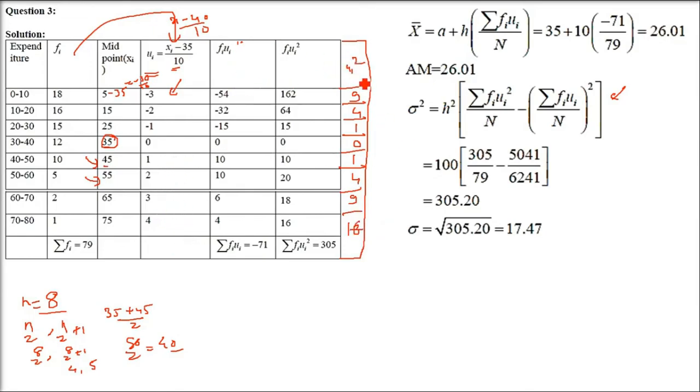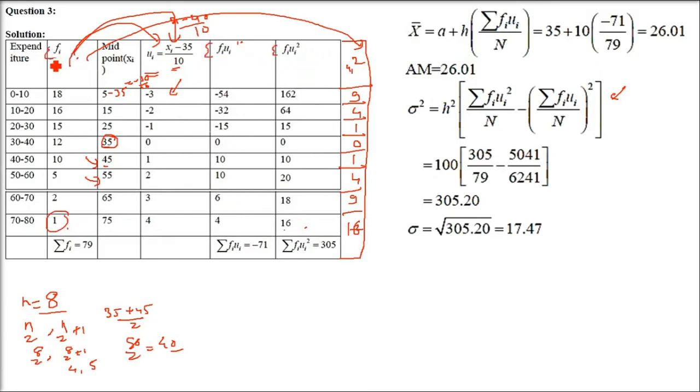So this is the column you have to introduce. I just wrote it. This has to be the 5th column, so fi ui whole square. You have to multiply these 2 columns and write it here. 18 into 9 is 162, like this. 1 into 16 is 16. Okay, 16 into 1 is 16. So fi ui whole square you have to do.